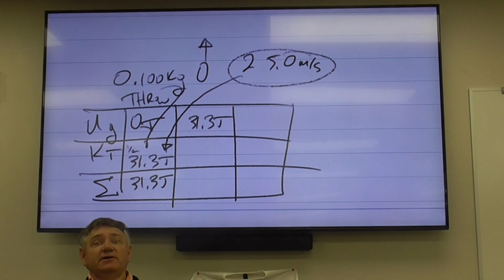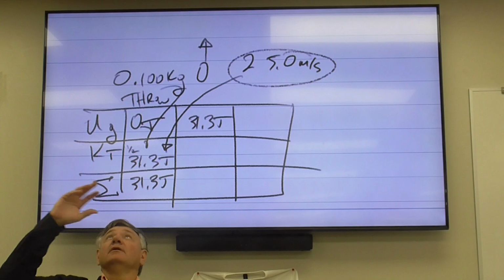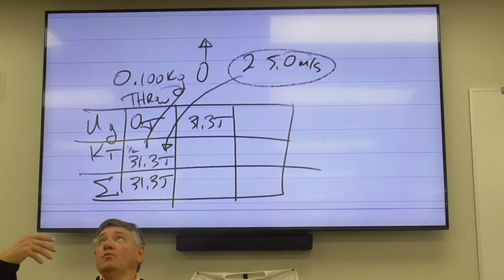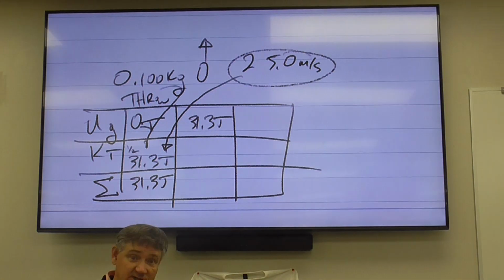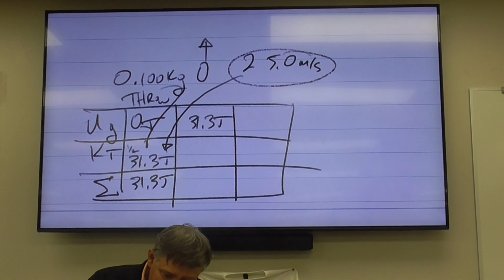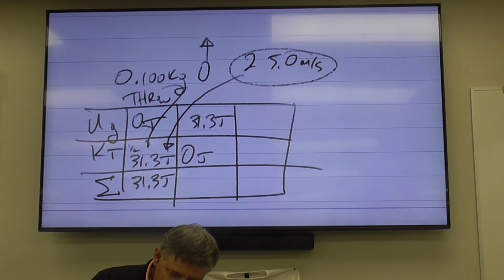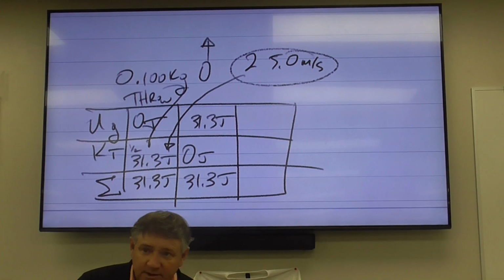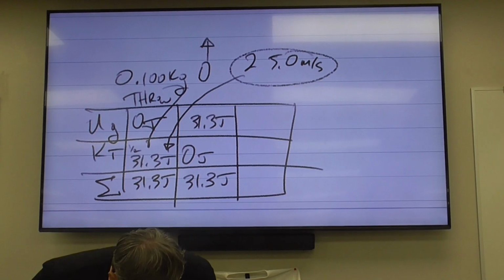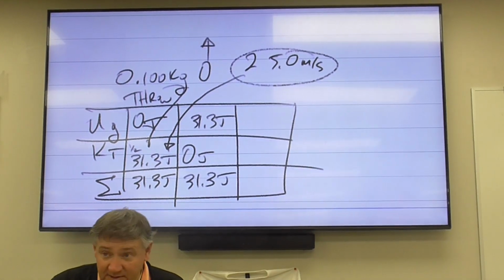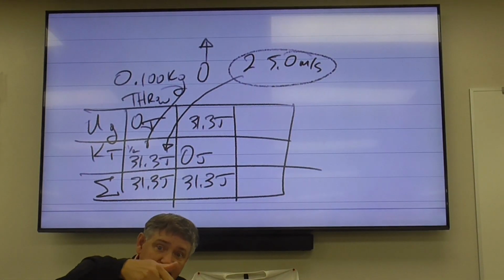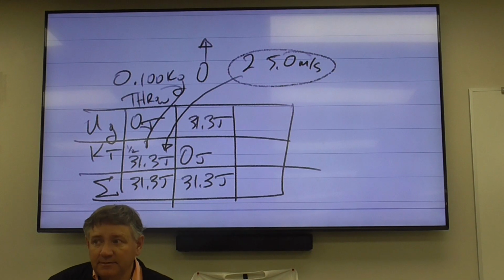Now, this is where it kind of goes full circle. What's the velocity at the top? 0, because it's going to change direction. Slow down, stop, change direction, accelerate. Because my sum still has to add up to 31.3 joules. So knowing that my UG is 31.3 joules, from an energy perspective, how can I find the height?